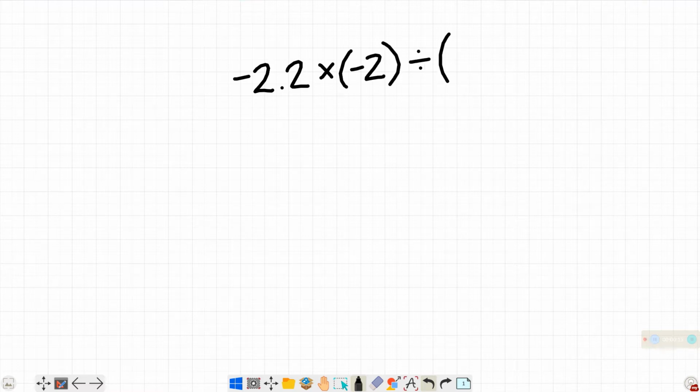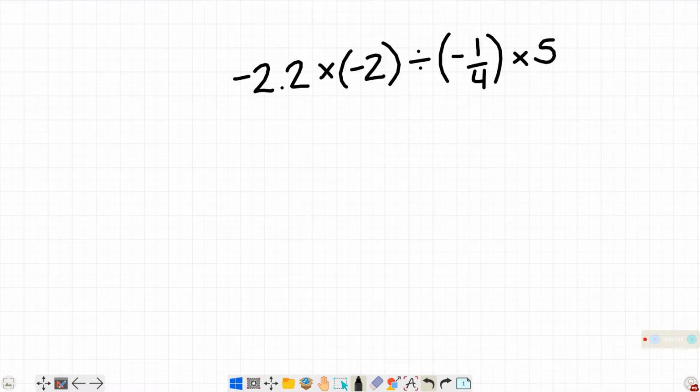Number 1A says evaluate the expression, and we are going to do it using order of operations only. So our expression starts with -2.2 times -2, then divided by -1/4, and times 5. So the first step in order of operations is parentheses, but there's nothing happening in our parentheses.